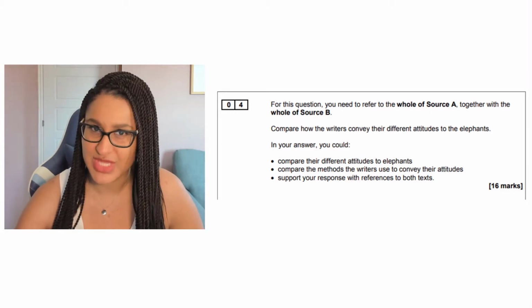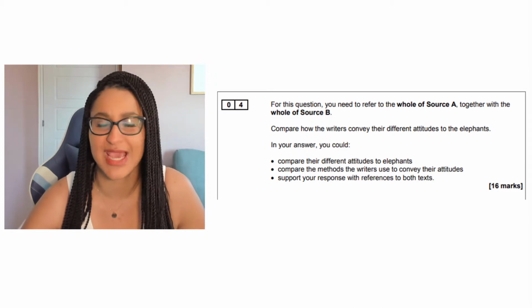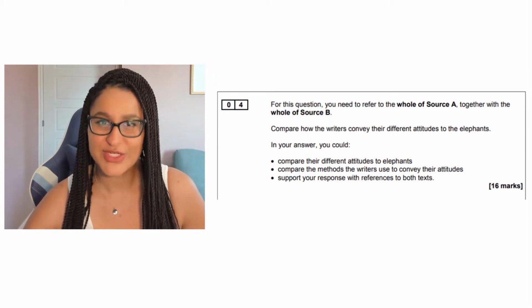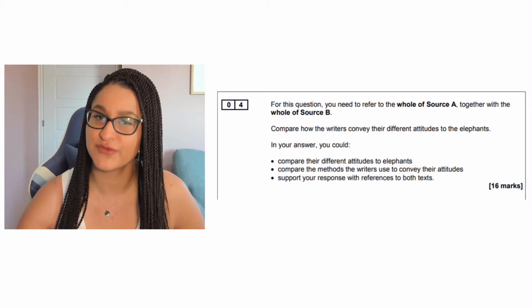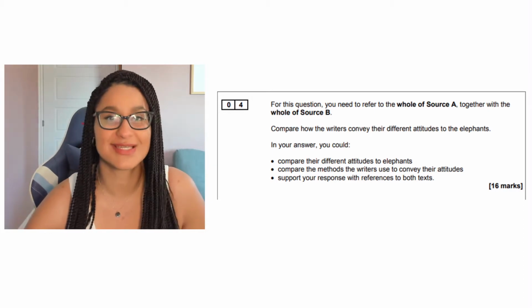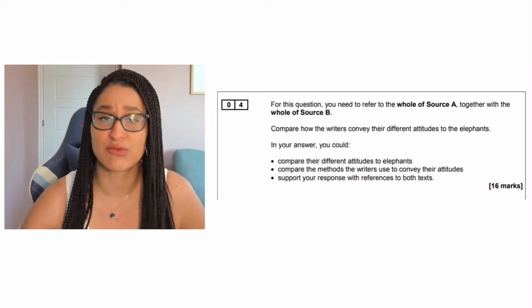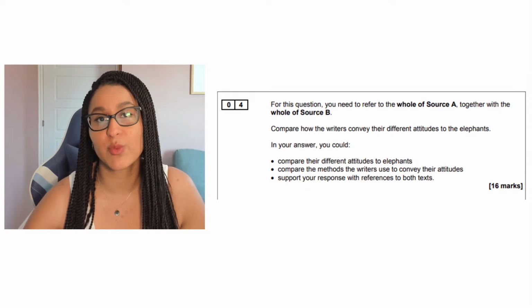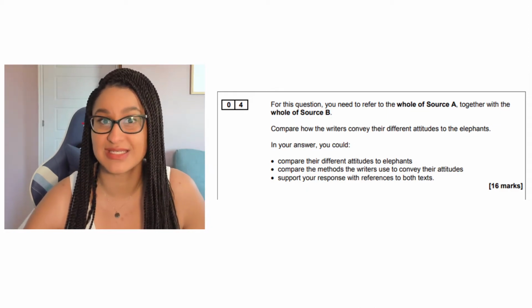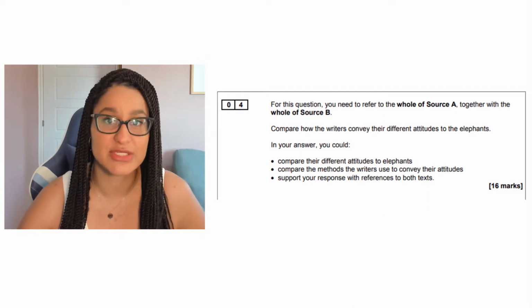And that something is going to be the one thing that changes, and it's going to be whatever it is the two texts have in common. Question 4 in paper 2 is actually worth fewer marks than question 4 of paper 1. It's worth 16 compared to paper 1's 20. However, this is still a really important question when we consider how many more marks it is worth than question 2 at 8 marks and question 3 at 12 marks.